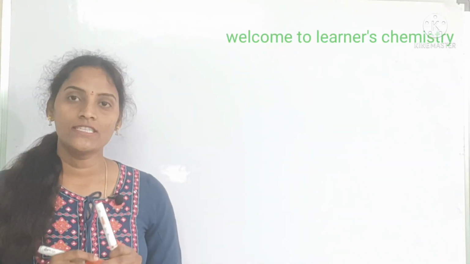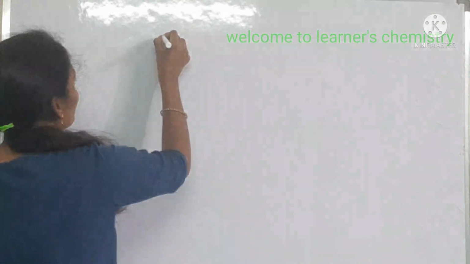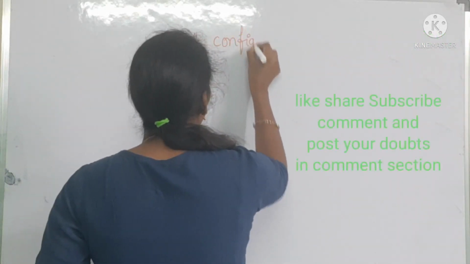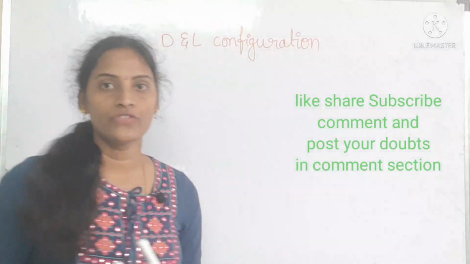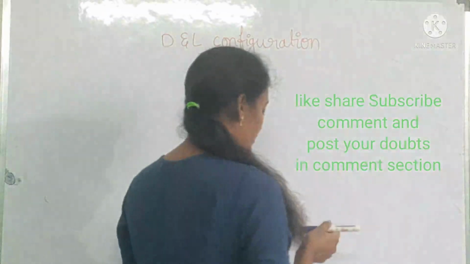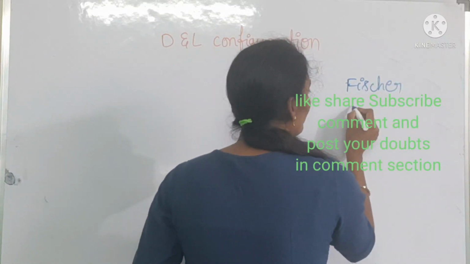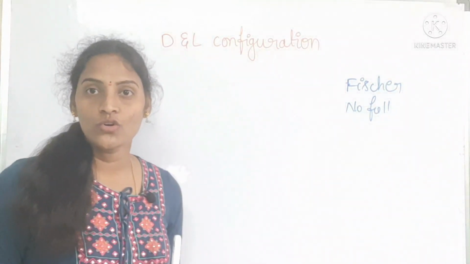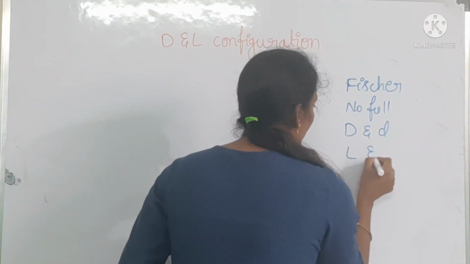Hi students, in today's class I am going to explain about D and L configurations from stereochemistry. These D and L configurations were given by the scientist Fischer. There is no full form for these D and L configurations, and there is no correlation between capital D and small d, capital L and small l.